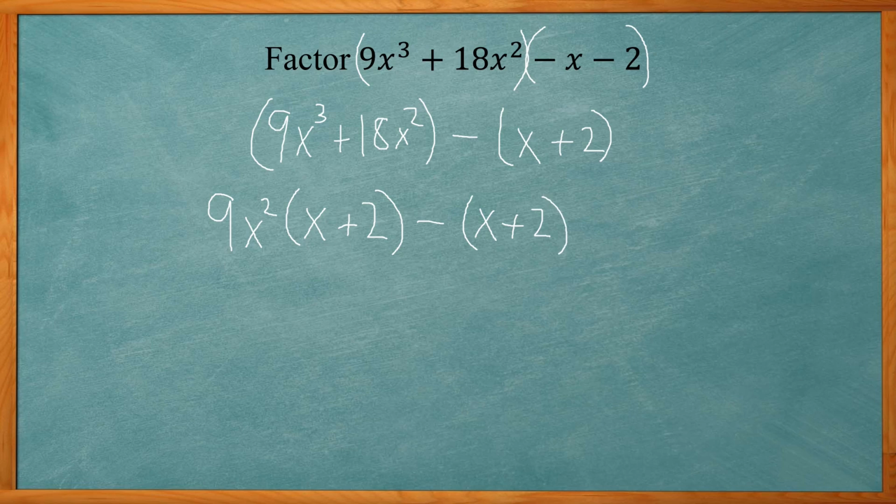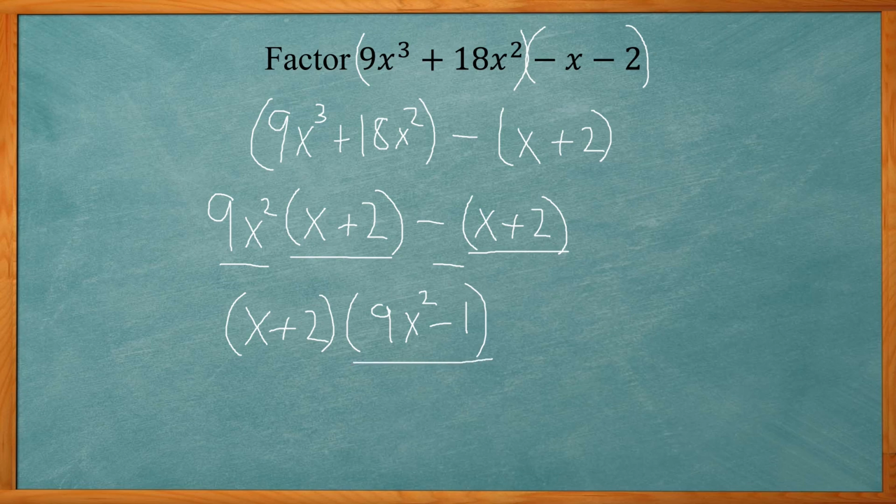Now between here, I see what's in common, the x plus 2 and x plus 2. So those are in common, so I can factor that. That becomes x plus 2. And that's going to be the coefficients of each one, 9x squared and a negative 1. So 9x squared minus 1.